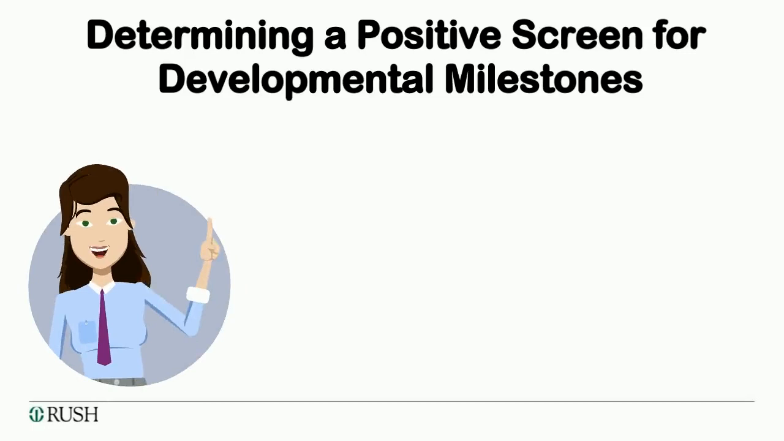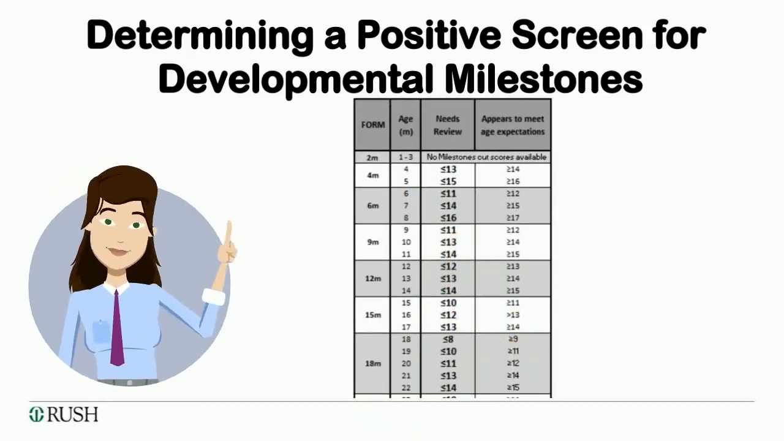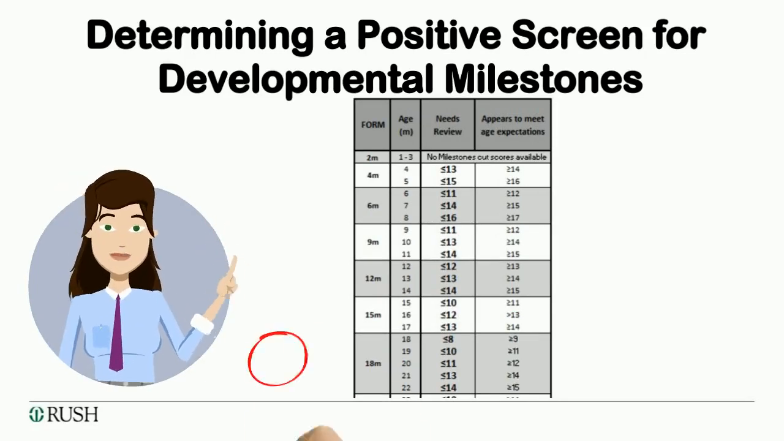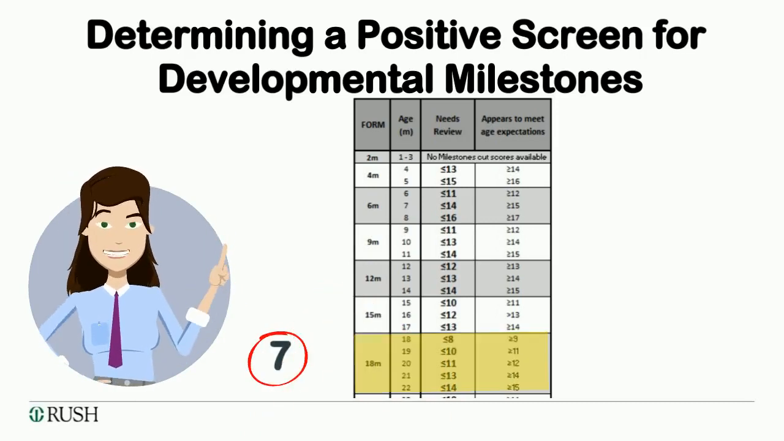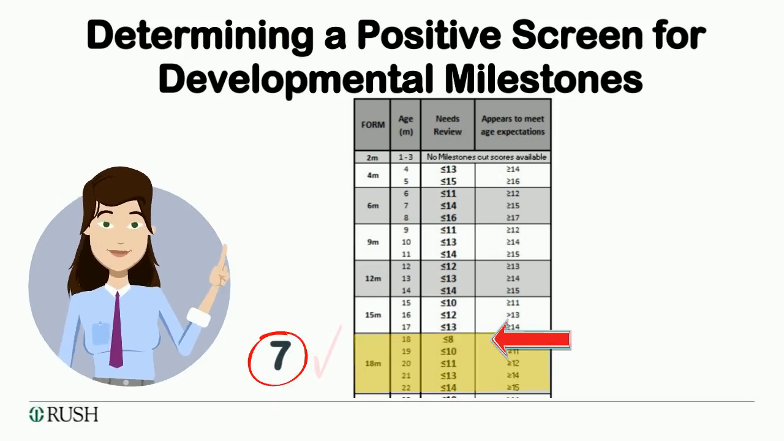Now that we've calculated the module score, we can use the SWIC scoring cheat sheet to determine whether or not the value indicates a positive screen. Since the child's score of 7 falls below the cutoff score listed for the child's age, this would indicate a positive screen.